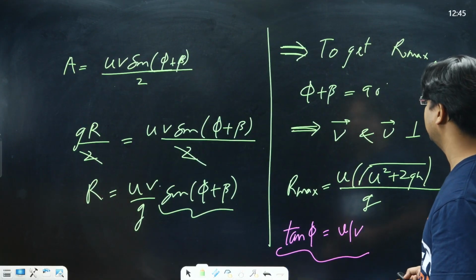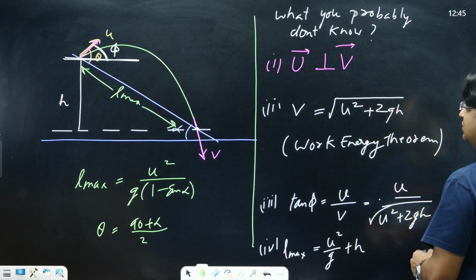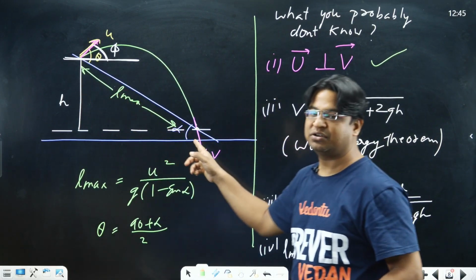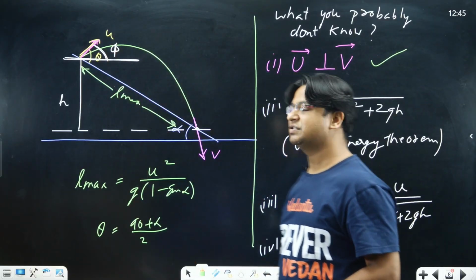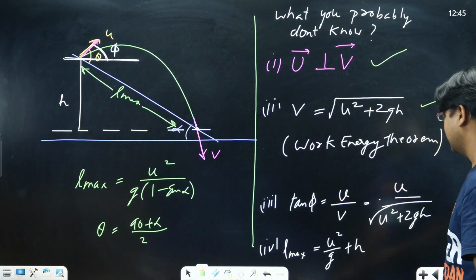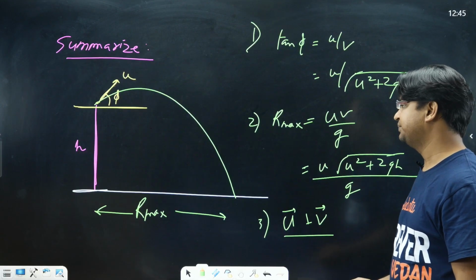I told you that there is something you probably don't know. We have proved that when we get maximum range along the inclined plane, the final velocity and initial velocity are perpendicular to each other. This is from the work energy theorem, you should know that. So all the things we have proved.